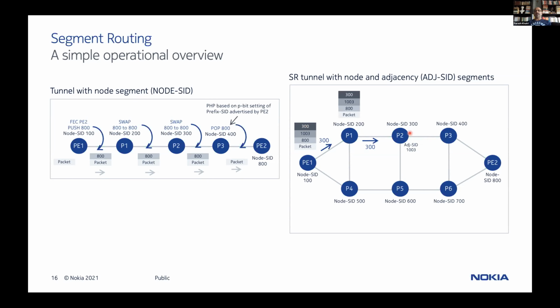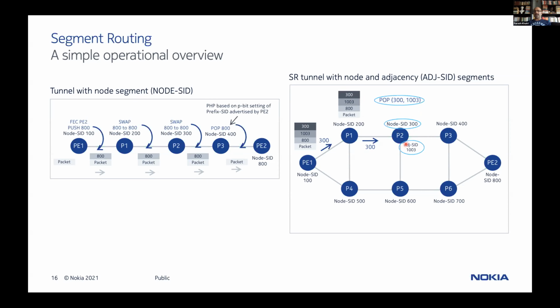It gets to P2. Now here's where things get interesting. Because 300 is P2's node SID, it actually pops that label. And it then looks at the next top label, which in this case will be 1003. Now that is what P2 advertised as its adjacency SID to P5.